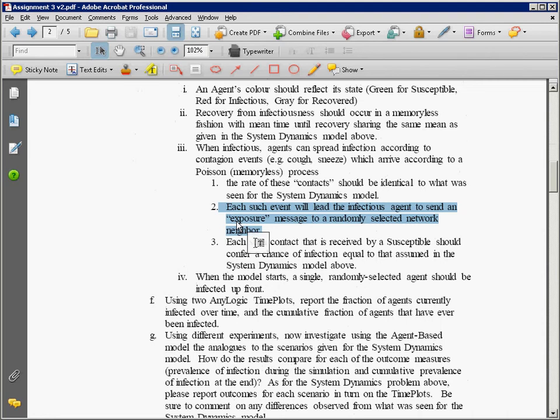Maybe they have one connection, one neighbor in that sense. I'm using the term neighbor to mean a network neighbor. It's sent to a randomly selected neighbor, that one person. On the other hand, they may have 10, and it's one of those 10 that it's sent to. And then when that person receives it, they don't automatically get infected. They have a certain chance of getting infected. There are actually two ways of handling that in AnyLogic. Let's crowdsource this. Can anyone tell me one way to handle that?